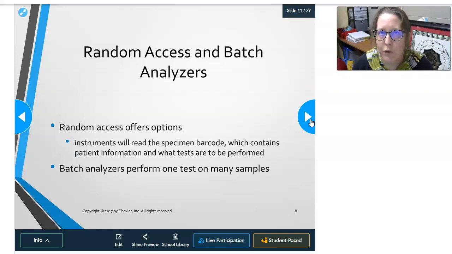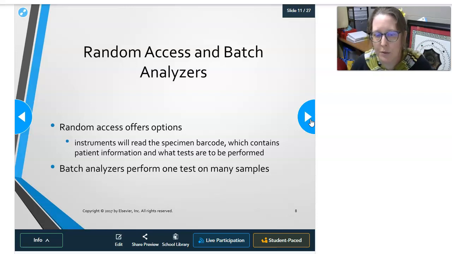So basically, if you can load samples and it starts sampling and running the test, and then come back even before that testing is done and load more samples, and then come back a few minutes later and load more samples, that's random access, and it usually uses barcode reading to know what to do with all your samples. Batch analyzers can also have barcode readers, but they usually perform one test on many samples.